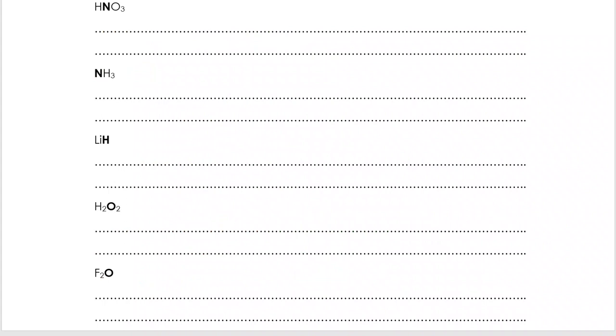So in this case, I've got nitric acid, my H is +1, my 3 oxygens come to -6, and that means that my nitrogen is +5. When I look at ammonia, NH3, I've got 3 +1s from the hydrogens, which means my nitrogen must be -3.